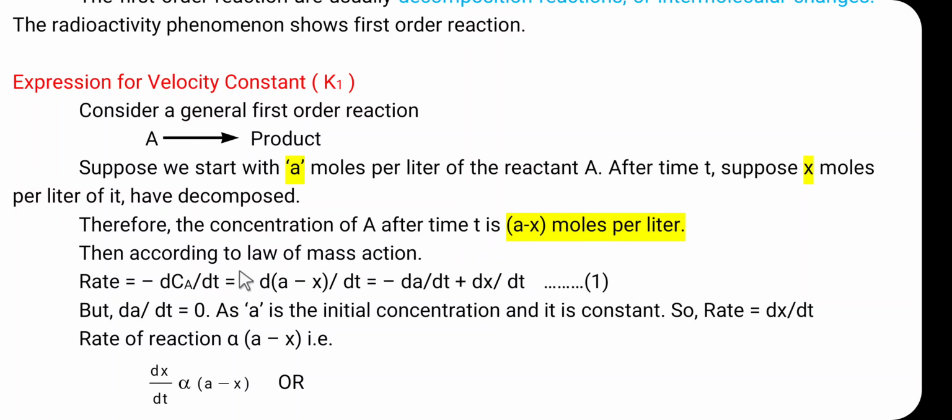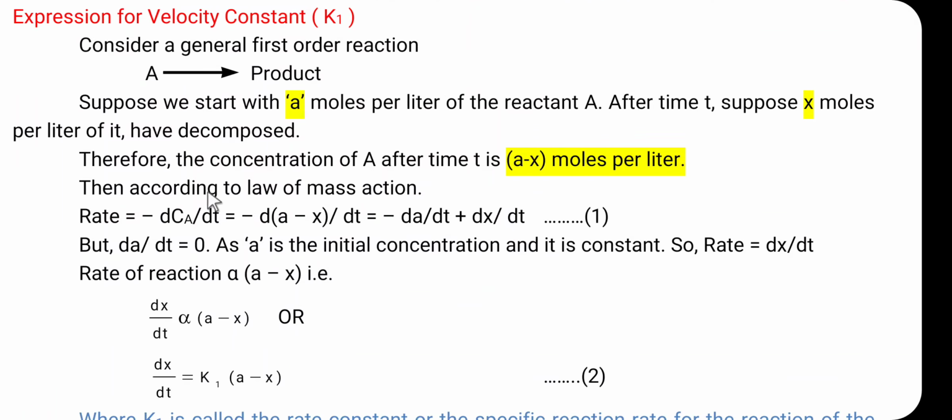Let us apply the law of mass action to this reaction to write the rate law expression, A gives product. Here the rate is equal to minus dCA by dt, that is the change in concentration of A with respect to t. There is a negative sign because as the reaction proceeds further, the concentration of the reactant A decreases. That's why there is a negative sign.